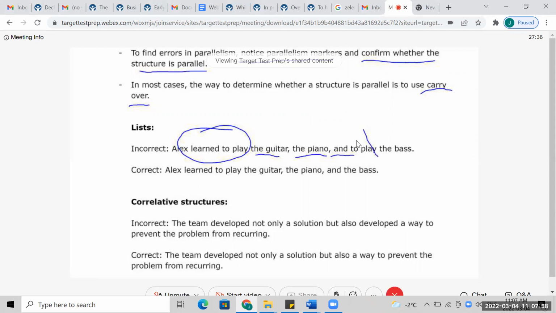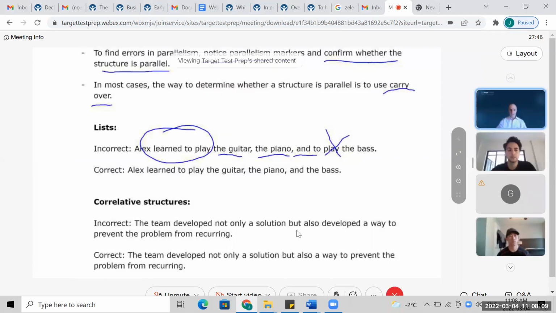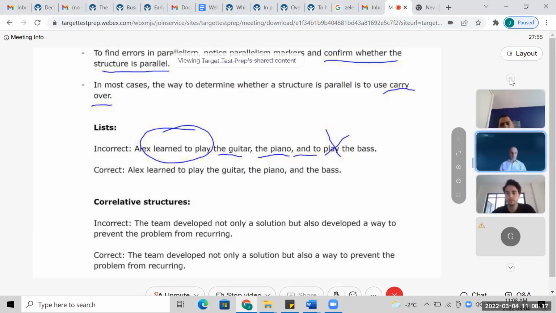How simple is that? So once again, we figure out what introduces the list, which in this case is "learn to play." And then we carry it over to the guitar, the piano, and "to play the bass." "I learned to play the bass" as a word, it's out. So two steps. We notice the parallelism marker, which is the list and the coordinating conjunction.